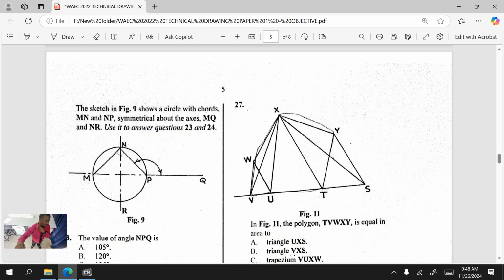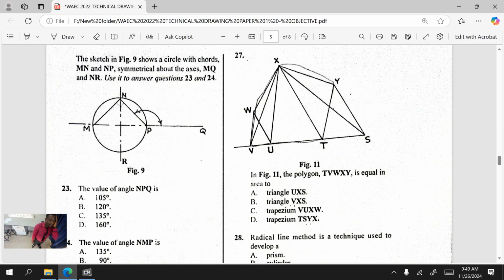Question 23. The sketch in figure 9 shows a circle with chords. The chords are MN and NP. A chord is a line touching the circumference of a circle at 2 points. It shouldn't pass through the center. If it passes through the center, it's no more a chord. It is now referred to as a diameter.